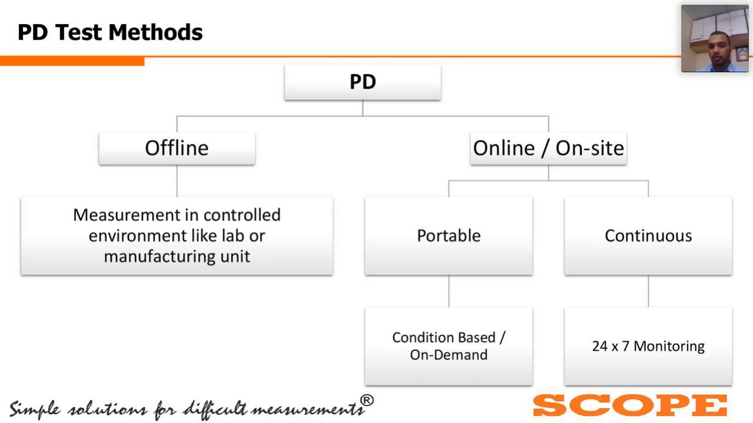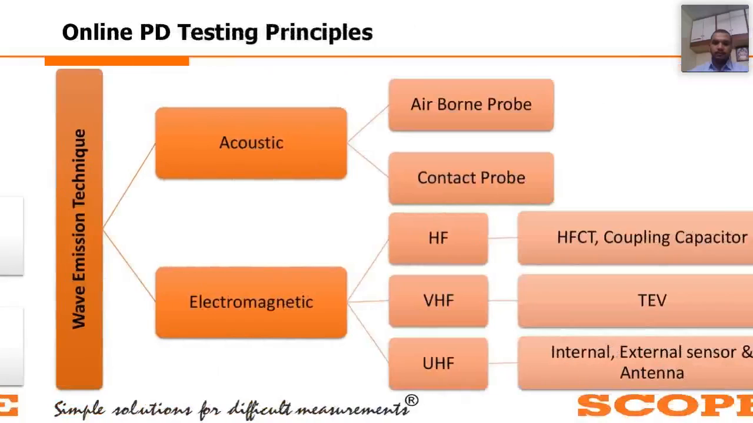So first one in this on-site or online category is the portable one. Second one is the continuous one. The portable one is carried every time I require PD testing in the site or in the field. The second one is the continuous monitoring one. That means the sensors are already installed and continuous monitoring with the help of my data acquisition unit will be done. Now moving on.